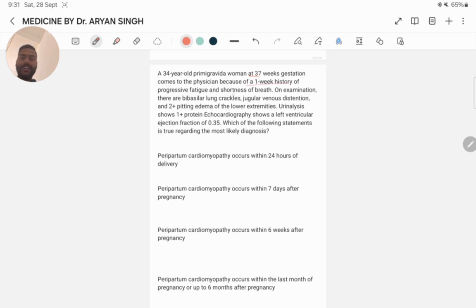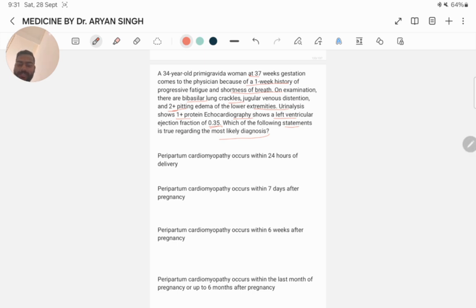A 34-year-old FMGE woman at 37 weeks gestation comes to the physician because of a 1 week history of progressive fatigue and shortness of breath. On examination, there are bibasilar lung crackles, jugular venous distension, and 2+ pitting edema of the lower extremities. Urinary assay shows 1+ protein. Echocardiography shows a left ventricular ejection fraction of 0.35. Which of the following statements is true regarding the most likely diagnosis?